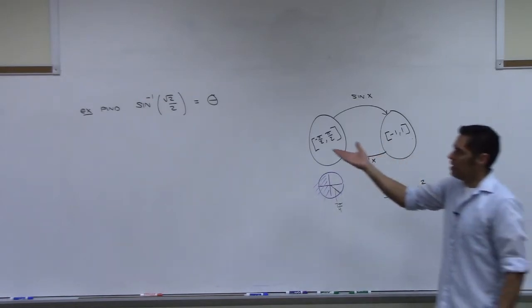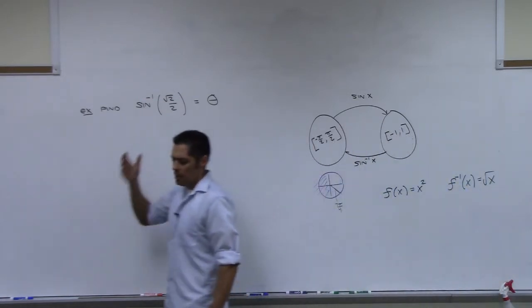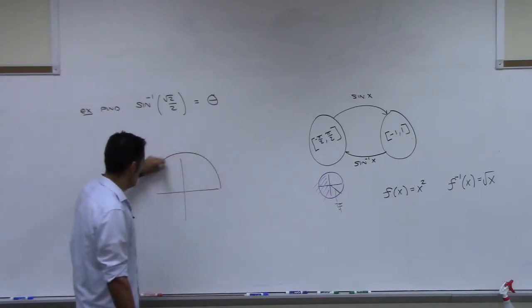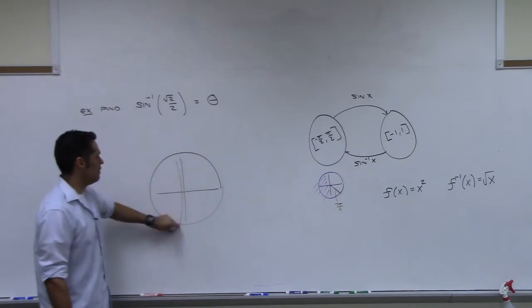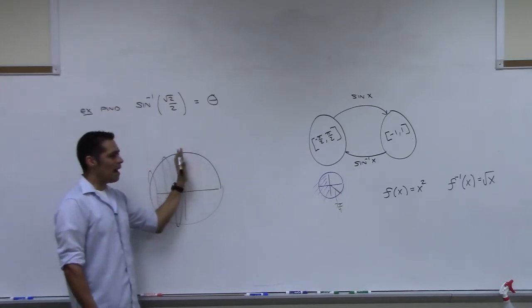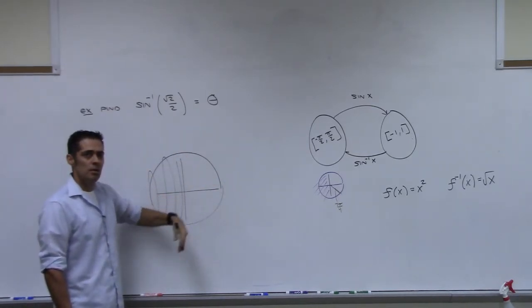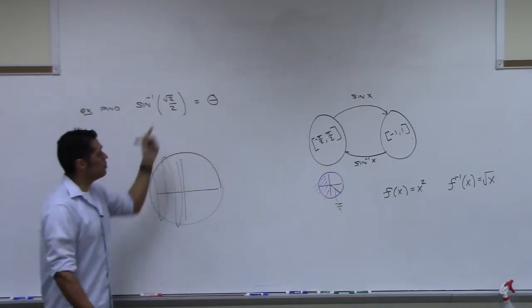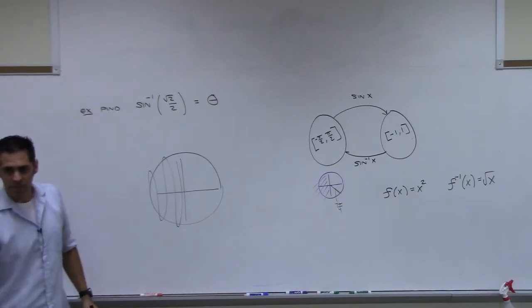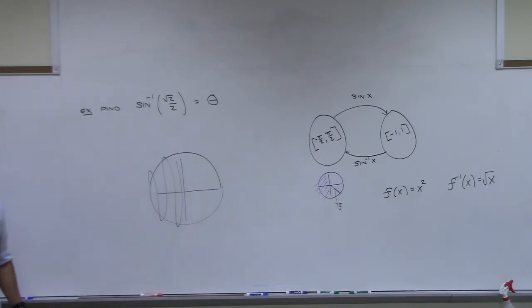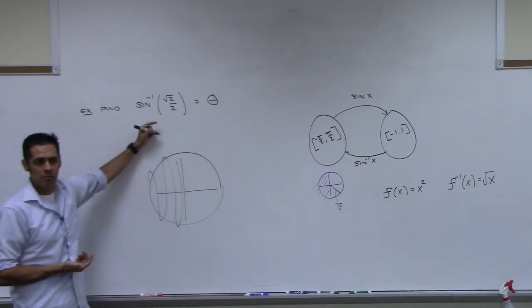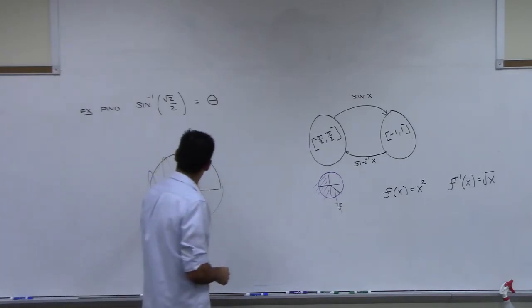So basically this is telling you, look at your unit circle and restrict yourself between pi over 2 and negative pi over 2. What angle are you plugging into sine to get root 2 over 2 to come out? Sine is which coordinate on the unit circle? The y coordinate. So where's your y coordinate root 2 over 2? At 45 degrees.